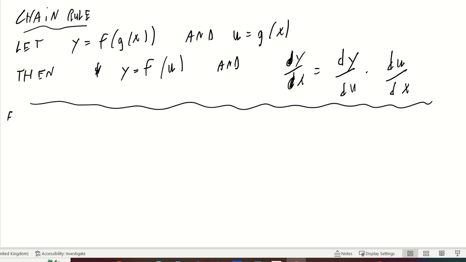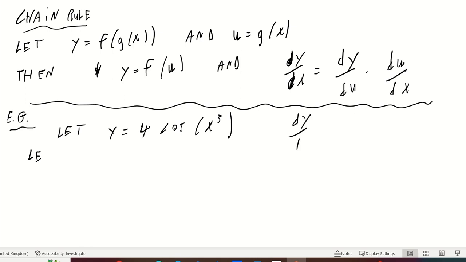So we'll just do a quick example, and then we'll know how to do the chain rule. Right, okay, great. So we'll just let y equal 4 times the cosine of x cubed. Now the inside function is x cubed. The outside function is cosine. Okay. So to figure out the derivative of this with respect to x, basically, we want to know what is dy dx. Okay, what is that?